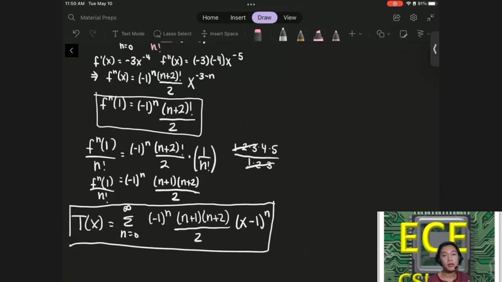So when you're solving the Taylor series expansion, it'll be easier for you to expand it to the first couple of terms and then try to see if there's a pattern, because most likely there is.